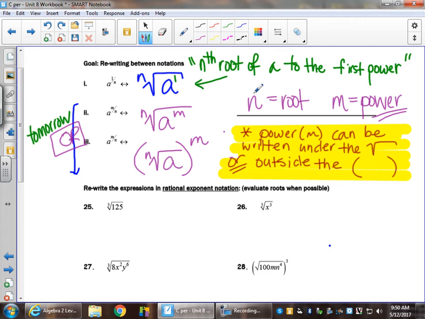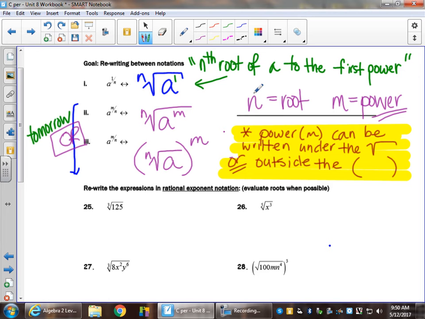Notice, do we say it the same? How would I say this out loud, the second one? Can someone read that out loud? Nth root of a to the m. Nth root of a to the m. How would I read this out loud? Number 3. Nth root of a to the m. So even the language literally is exactly the same. We'll practice writing both of these right now.